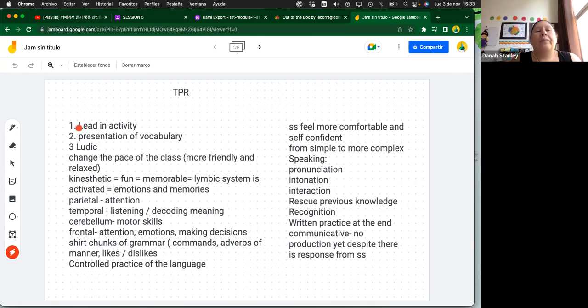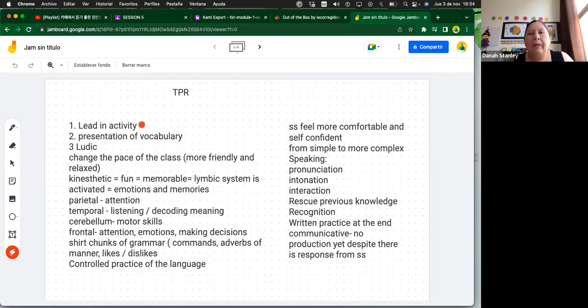So in this case, we had a leading activity. Remember, we have the warmer and the leading. Did you notice what was the leading activity? Could you recognize it? Remember that the leading activity is when you are setting the context and the topic of the class.